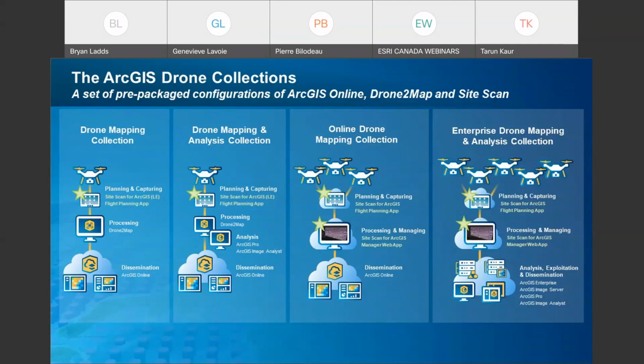And then finally, we bump up to the big guy, the enterprise drone mapping and analysis collection. Again, we're going to rely on SiteScan for the collection and the processing, but then we're going to leverage the big horsepower that comes with ArcGIS Enterprise and ArcGIS Image Server. We're going to use those for more heavyweight analysis, and also for our dissemination. We're also going to throw in ArcGIS Pro with Image Analyst, so our individual users can do some processing on their own.